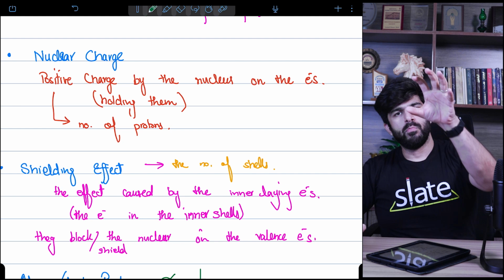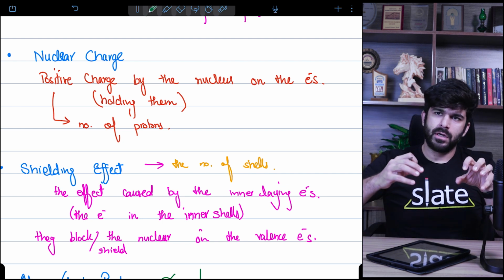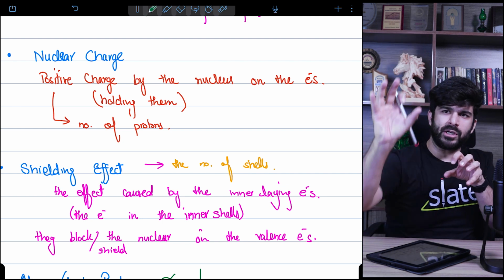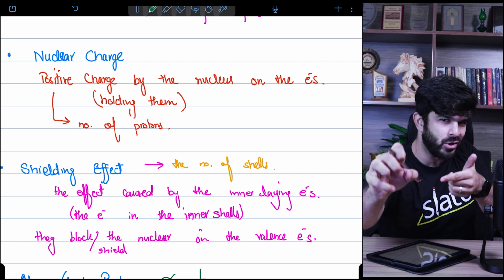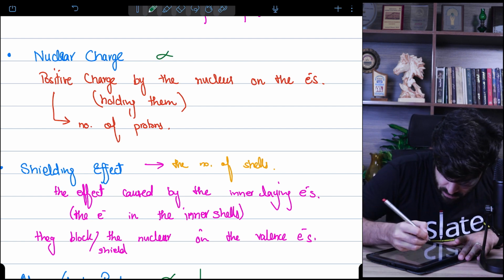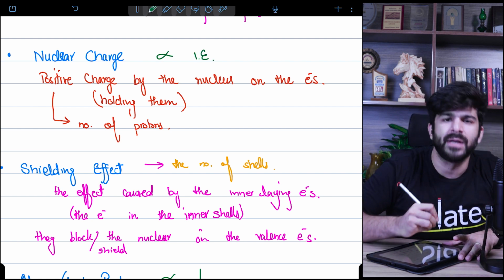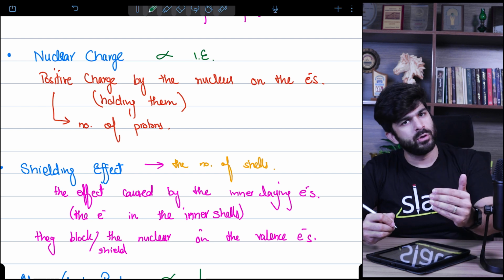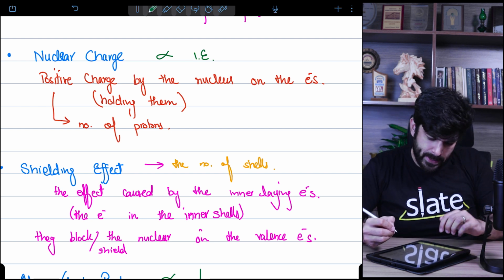Nuclear charge. The more the nuclear charge, the more the nuclear charge on the outermost electron, and it is difficult to remove the electron. So this is directly proportional. The more the nuclear charge, the more the ionization energy.